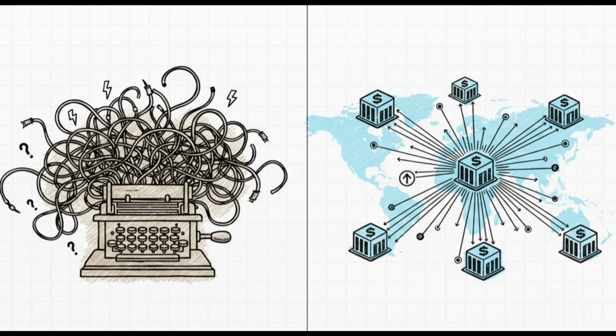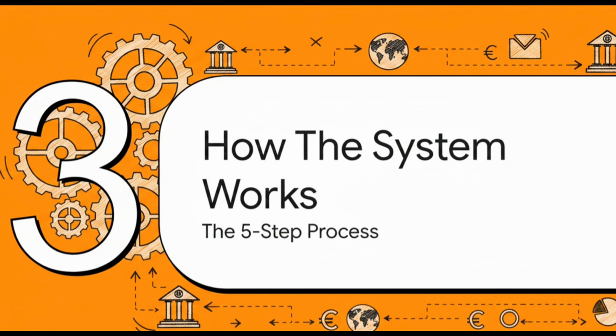Fast forward to today, it's headquartered in Belgium, and this cooperative connects over 11,000 financial institutions. It operates globally in over 200 countries and territories. It's practically ubiquitous. If a commercial bank wants to play on the global stage, it absolutely has to be plugged into this single network. So, how does this actually function in practice? Let's look at part 3, how the system works.